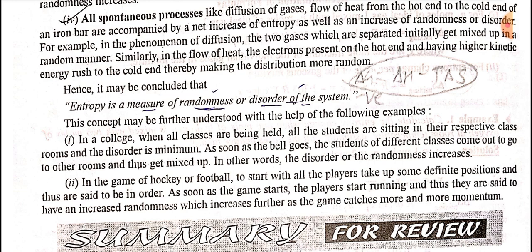In the game of hockey or football, the second example, to start with, all the players take up some definite positions and thus are said to be in order. As soon as the game starts, the players start running and thus they are said to have increased randomness, which increases further as the game gathers more and more momentum.